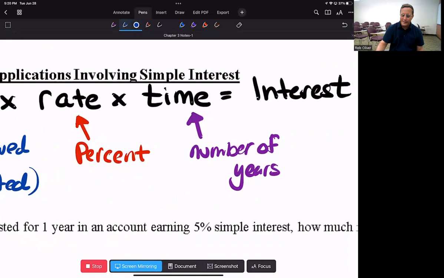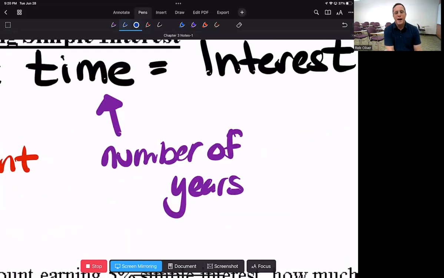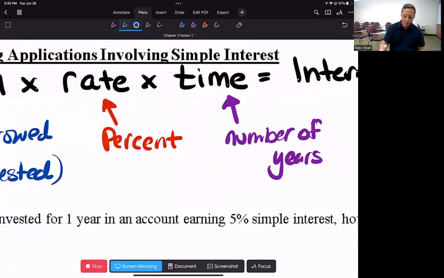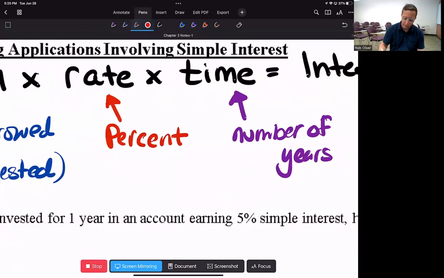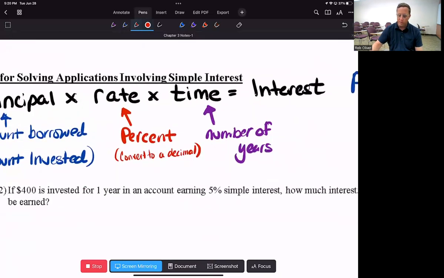And then T stands for time. That's the number of years. Oh, by the way, let me go back for a second. For percents, which we have been doing, make sure you convert to a decimal. So you can convert that to a decimal.